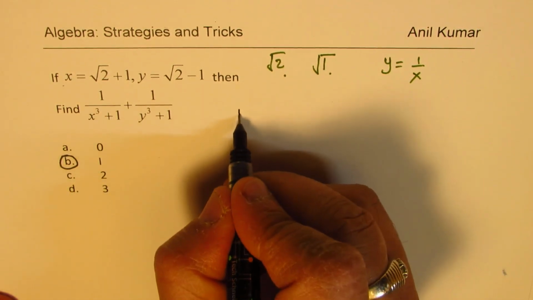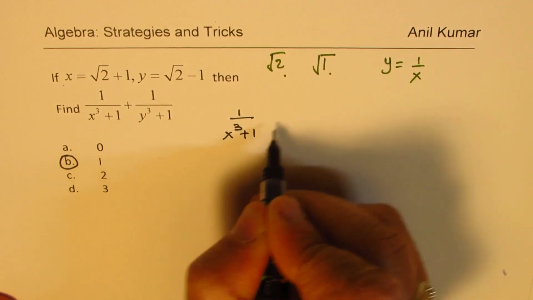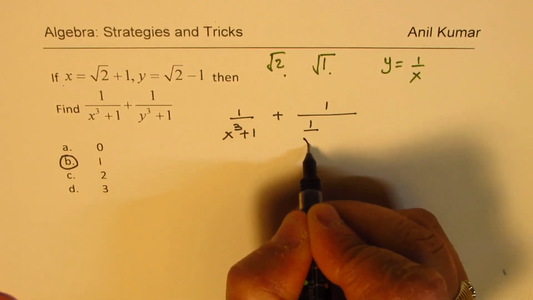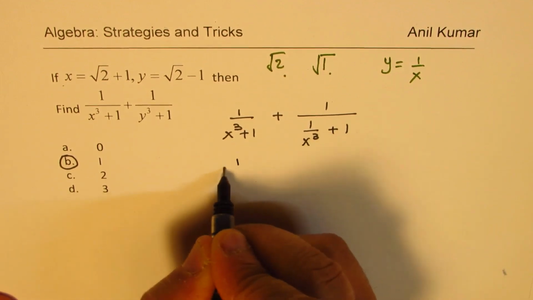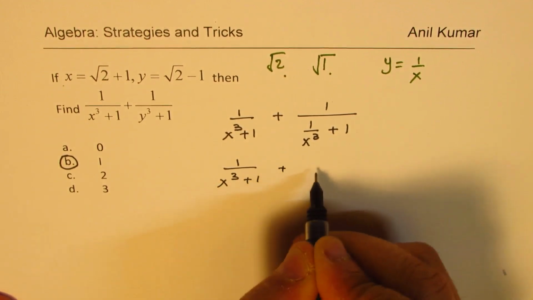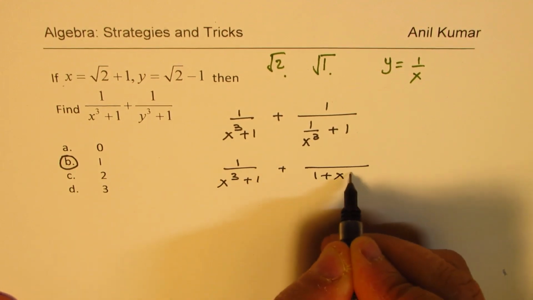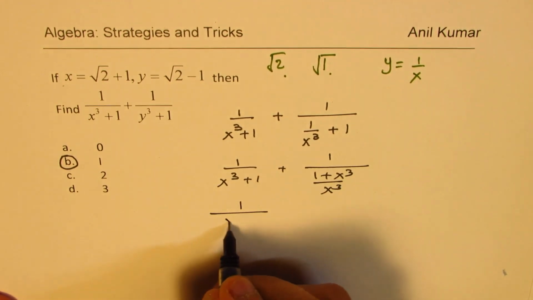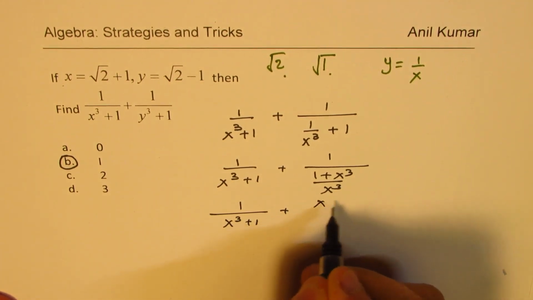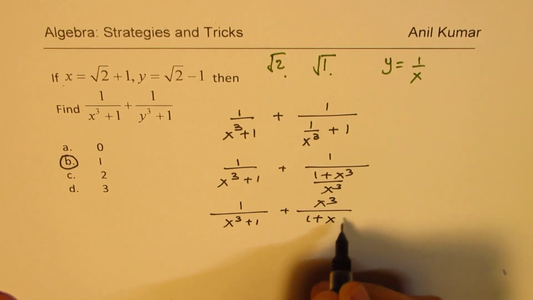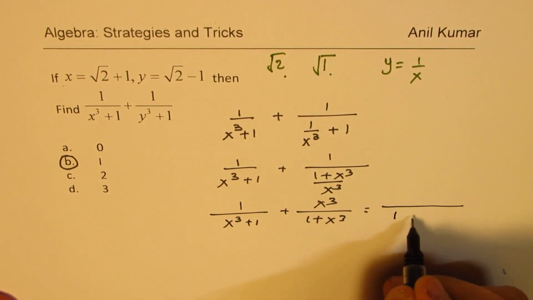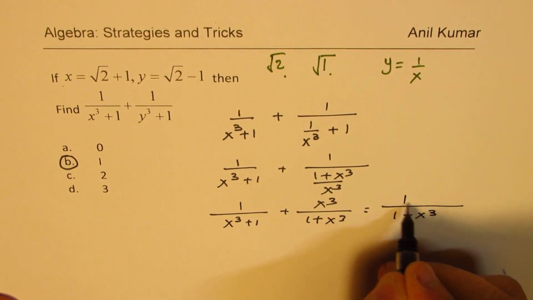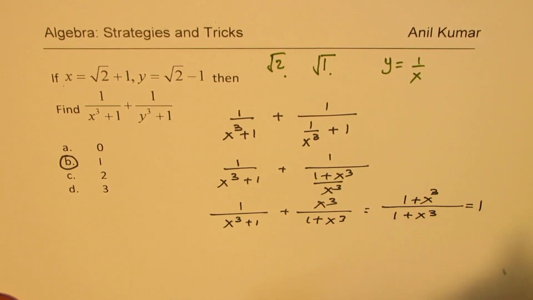Be careful about this part to check. So let's do it. So we have 1 over x cubed plus 1 plus again 1 over x cubed plus 1. That means 1 over x cubed plus 1 plus, here we have a common denominator, so it becomes 1 plus x cubed over x cubed. Now bringing it up, we have 1 over x cubed plus 1 plus x cubed over 1 plus x cubed. So what do we have? We have the same numerator and denominator, right? Which means it has to be 1. So these questions become extremely simple once you understand the trick.